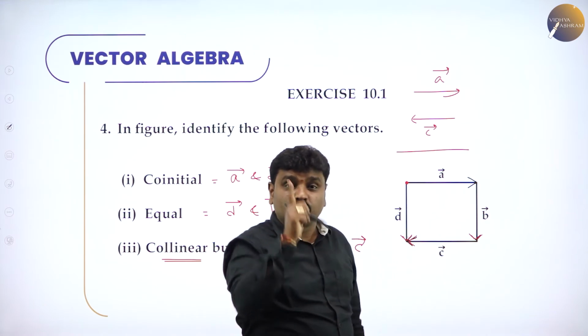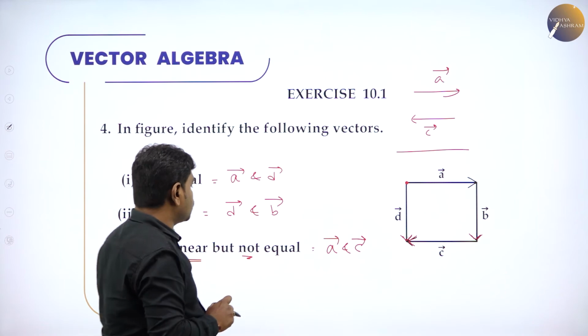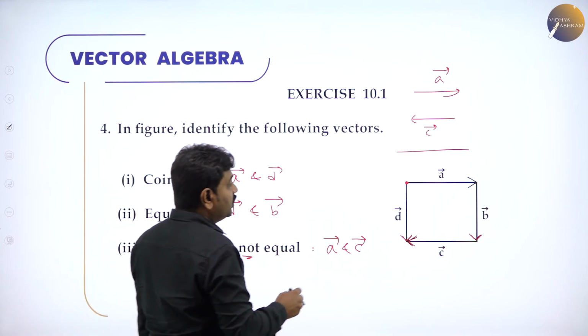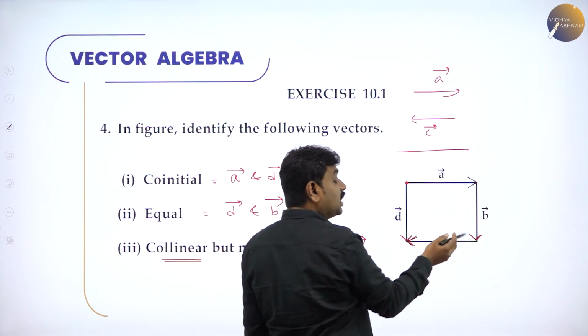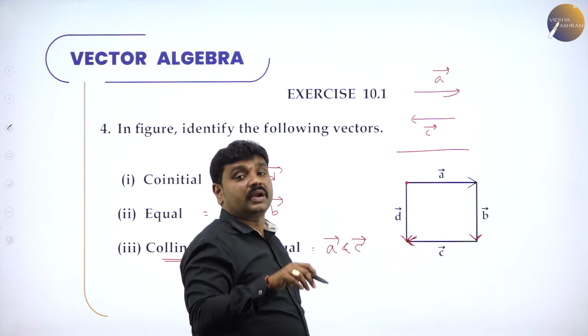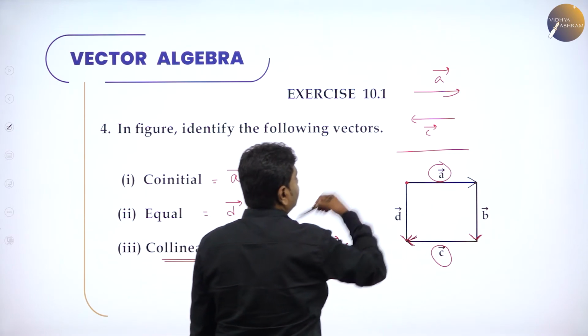What are equal vectors? Two vectors are said to be equal if they have same magnitude and same direction. So we have AC also collinear, BD also collinear. But BD are not only collinear, they are also equal. The others are collinear but not equal. So I have only one go, A and C.